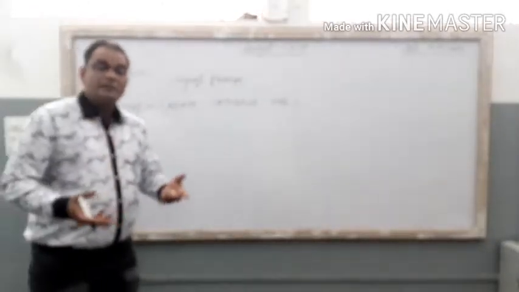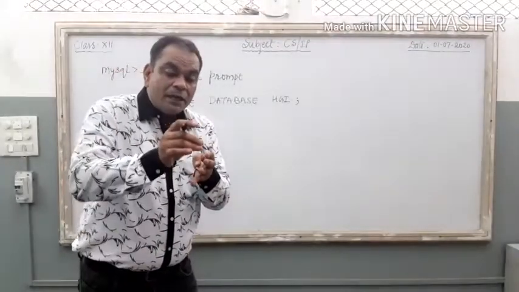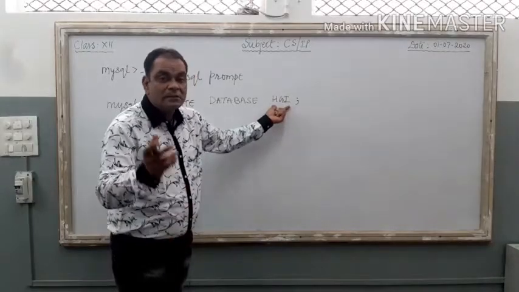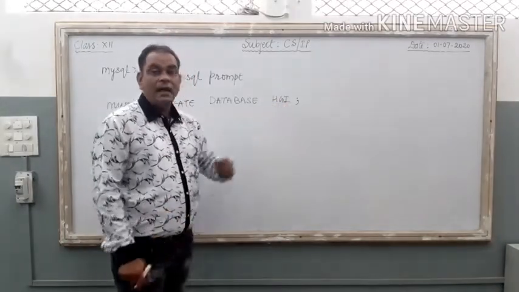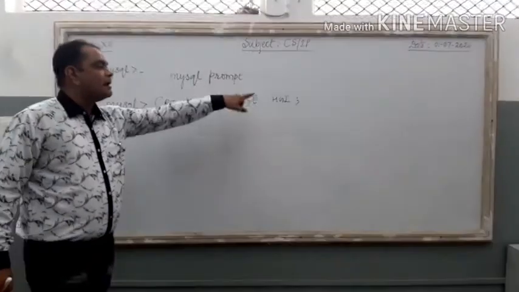What is a database? A database is just like a container in which we can create different tables that are related to HGI. Clear? So it is our very first command, create database HGI.